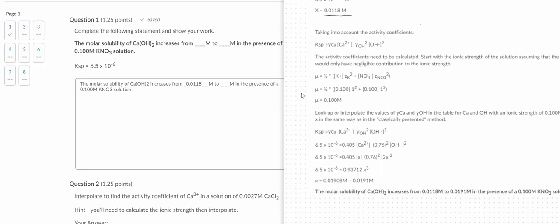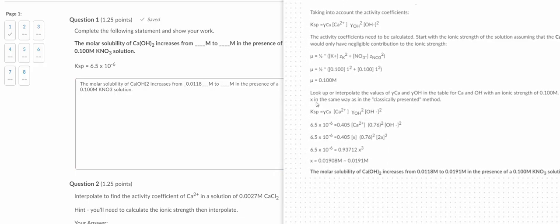So now we need to take into account the activity coefficients, the activities of our ions. So our true Ksp is going to be equal to the activity of the calcium times the concentration of the calcium times the activity of the hydroxide squared times the concentration of hydroxide squared. Whatever we're doing to our concentration in the Ksp equation, we also need to be doing to the activity. What that means is if we're squaring our hydroxide ion concentration, we need to square that activity coefficient as well.